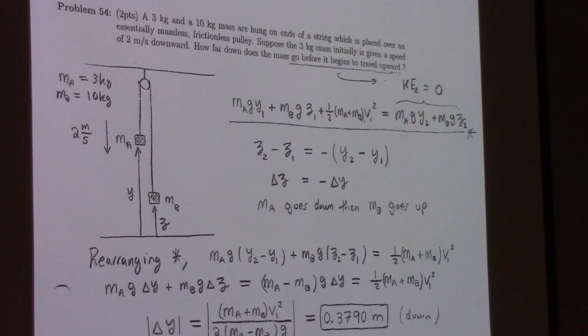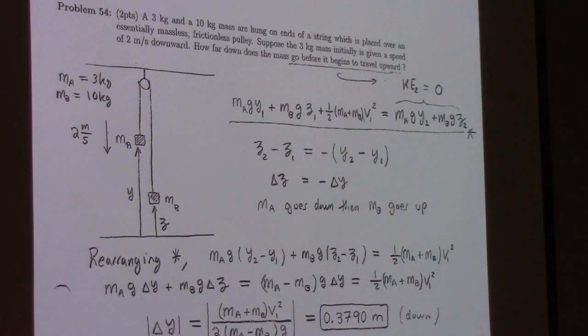So the way I did this in the solution was I defined the position of the first mass, the A mass, to be y, and the position of the B mass to be z. Then I can write down the potential energy before as m_A g y_1 plus m_B g z_1, and the kinetic energy is 1/2 (m_A plus m_B) v_1 squared. Now I could write those separately, but there is a larger idea here, which is that the masses are connected by a string.